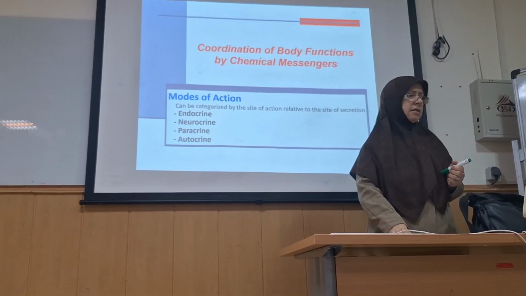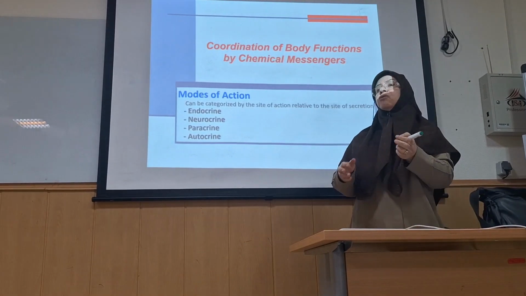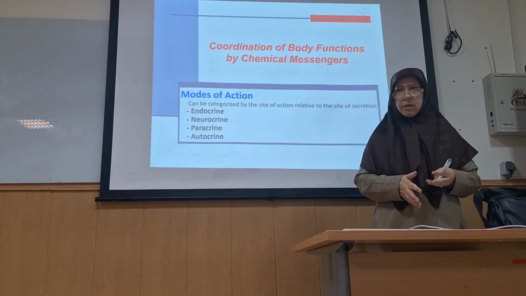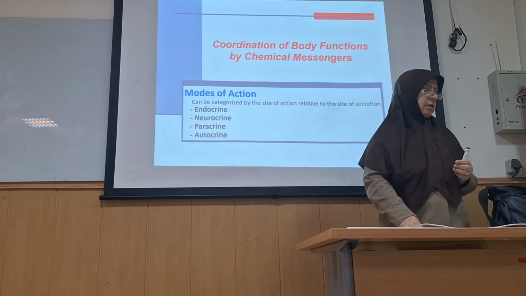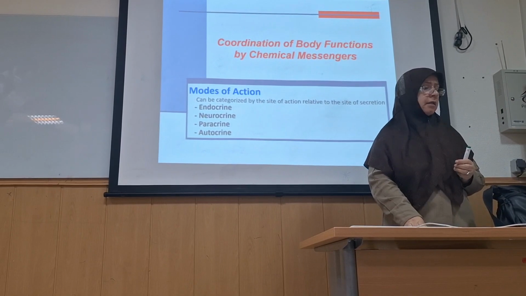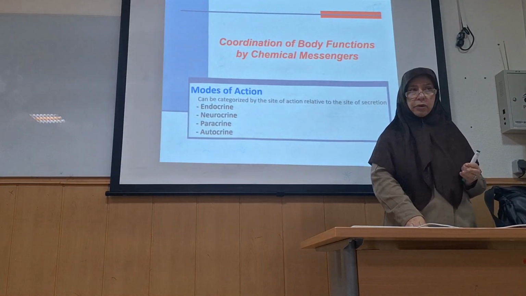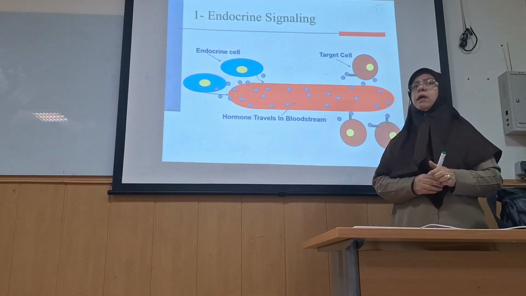Site of action and site of secretion can be categorized in some groups, okay? Site of secretion and site of action include endocrine, neurocrine, paracrine, autocrine, okay? First, endocrine. You know endocrine?